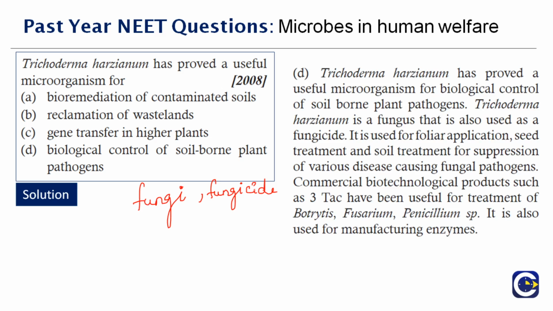Okay, it's the same. Apart from that, you have commercial biotechnology products such as Trichodex that have been useful for the treatment of certain Fusarium and Penicillium species. It is also used in the manufacturing of enzymes. Therefore, the correct answer is option D.